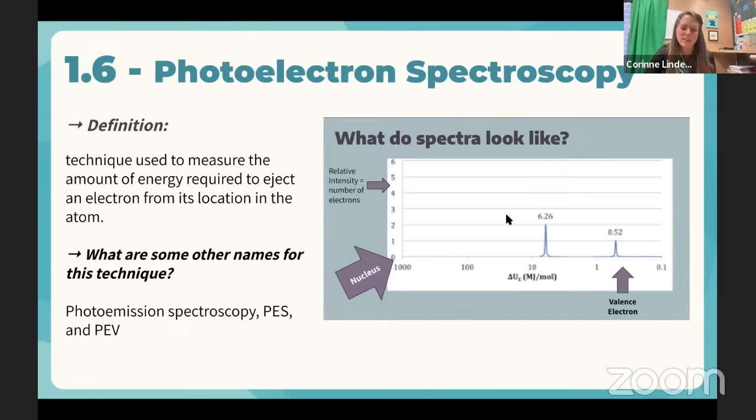And then the relative intensity, or the height of these peaks, is going to tell us how many electrons we have in each of those orbitals. So you can use those to then identify the element given. And I would anticipate you might see this as a short answer question on the FRQ section.